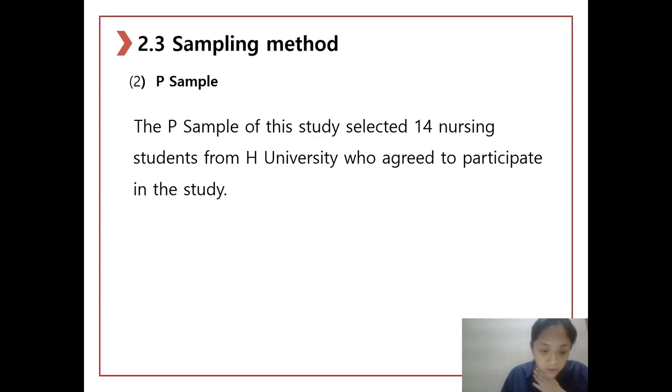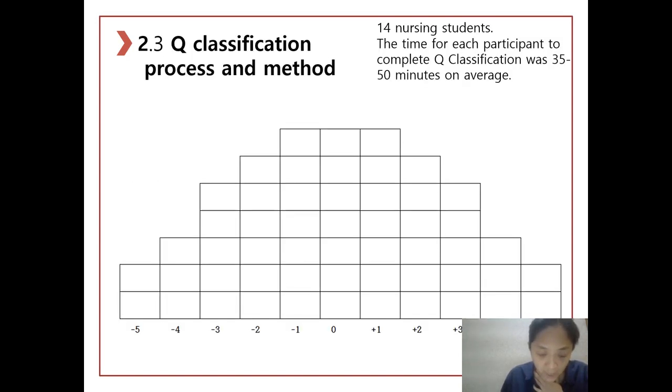This is the sampling method. As the P sample, this study selected a total of 14 nursing students who voluntarily agreed to participate in this study after fully explaining the objectives of this study to them. This slide shows the Q classification process and method. The time for each of the 14 participants to complete the Q classification was 35 to 50 minutes on average.